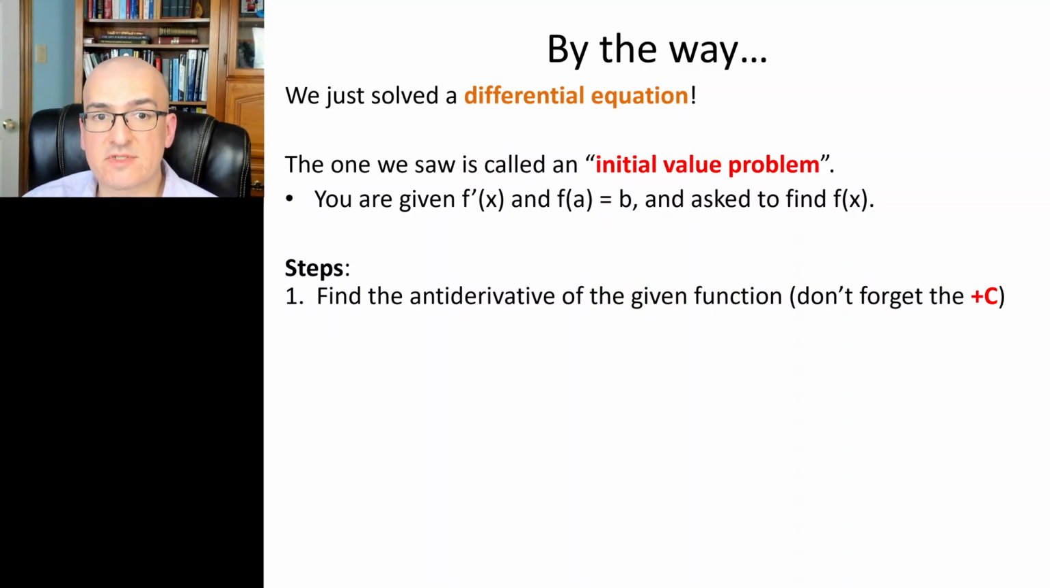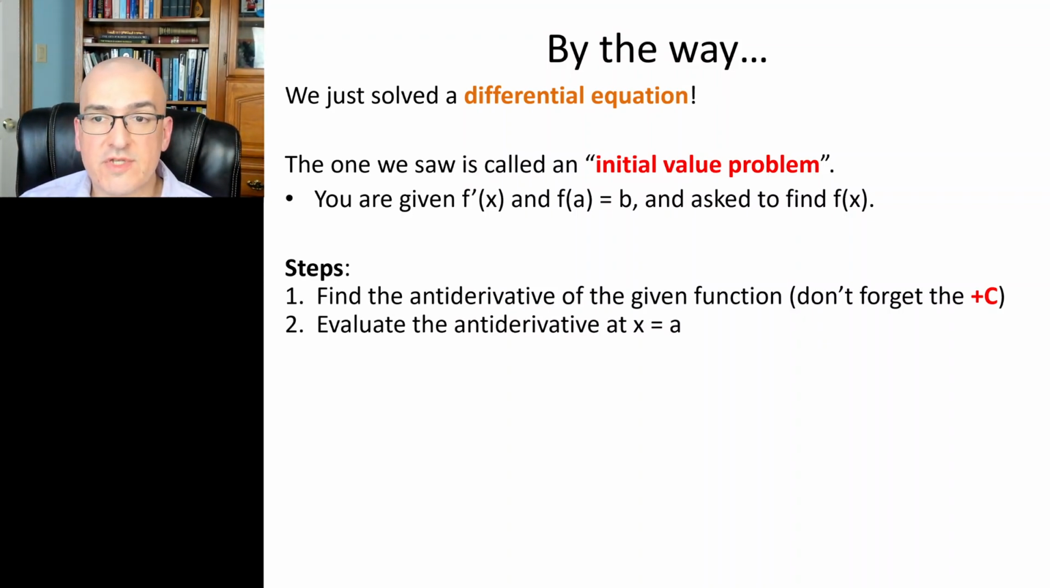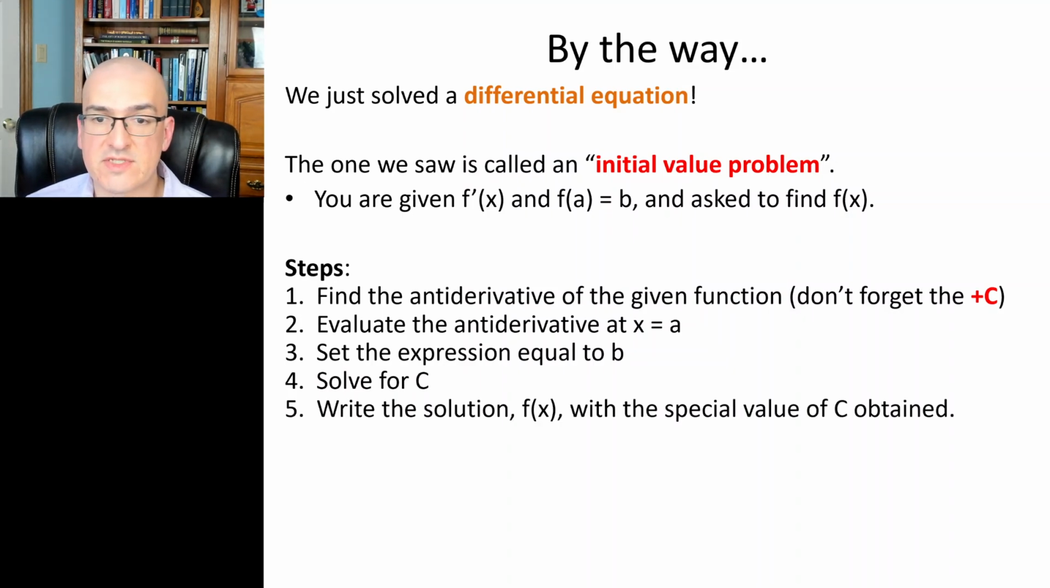The steps to solve a problem like this are very consistent. The first step is you will always take an antiderivative first. You cannot forget the plus c or everything gets screwed up. Then you use the information about the value of the function at that point. So evaluate the antiderivative at x equals a, replace f of a with b, and then rearrange, solve for c, and then state your solution. Your solution at the end will not have c in it anymore. The value will be pinned down using that initial value, using f of a is equal to b.